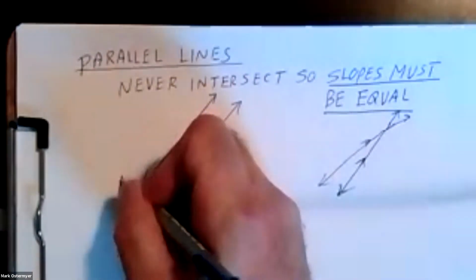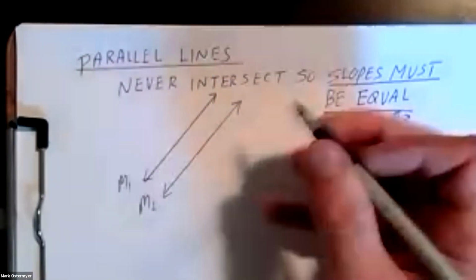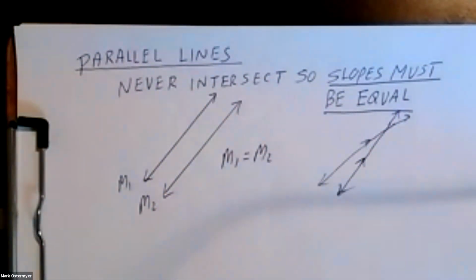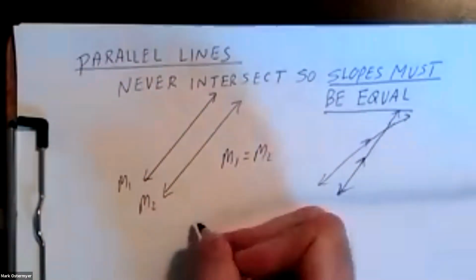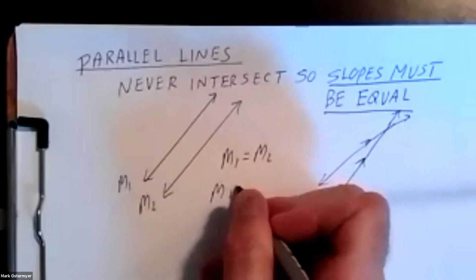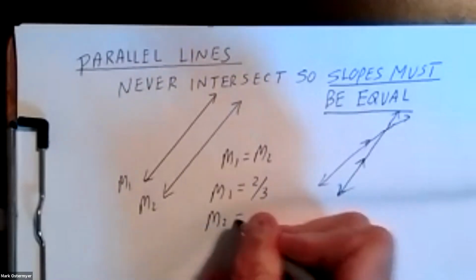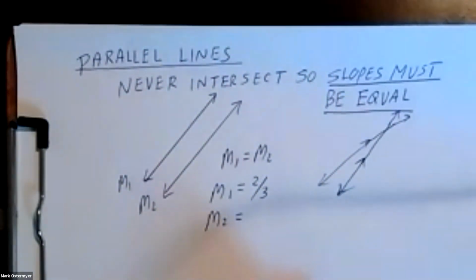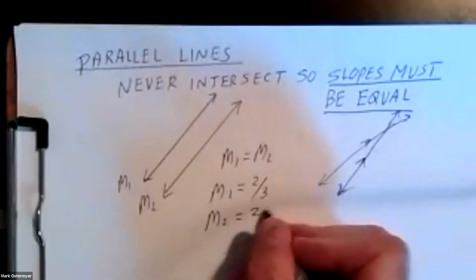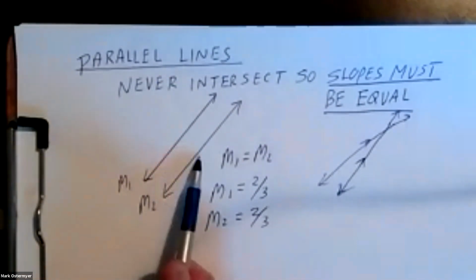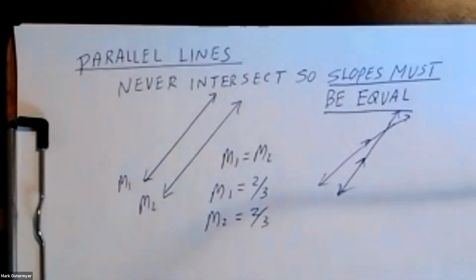Parallel lines must have equal slopes. So if the slope of this line here is M1 and the slope of this line here is M2, it must be true that M1 is equal to M2. The slopes must be equivalent to each other. So, ladies and gentlemen, if the slope of line 1, M1, is 2/3, what's the slope of line 2, M2? It also has to be 2/3, because parallel lines have equal slopes. They have to have exactly the same slant in the XY plane.